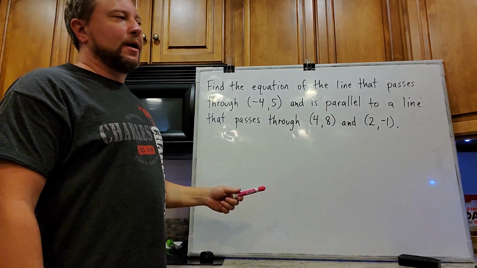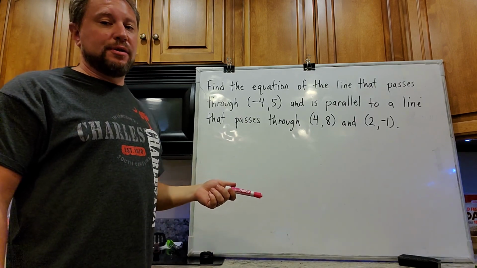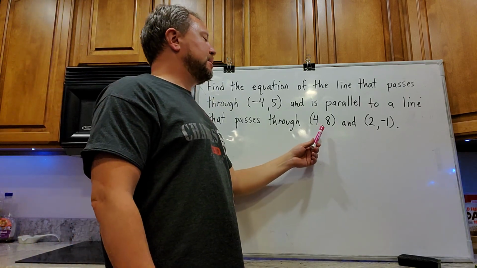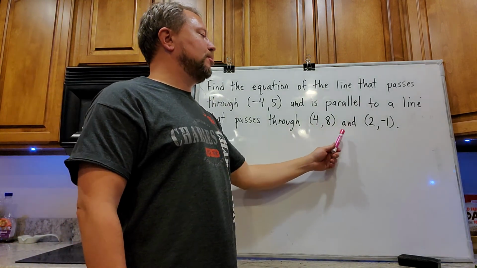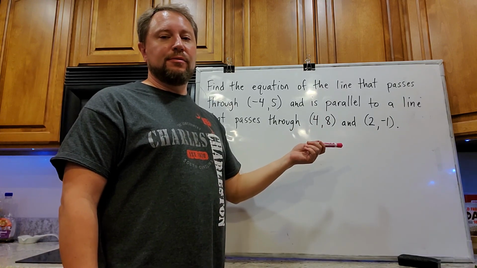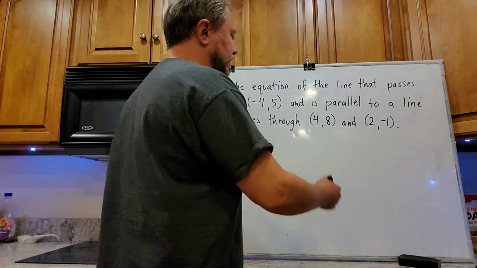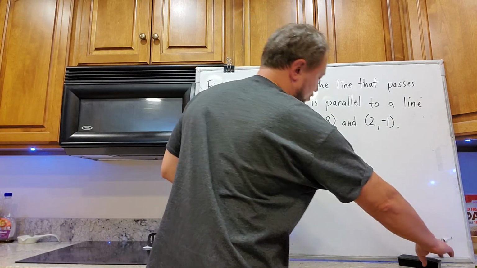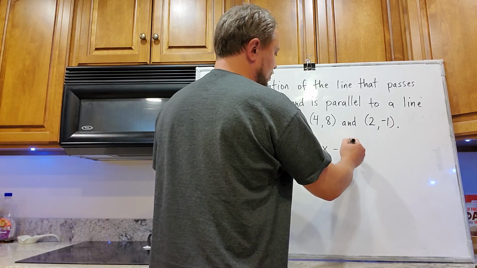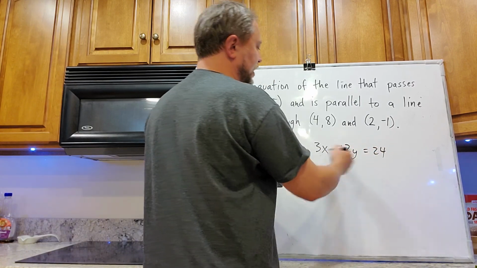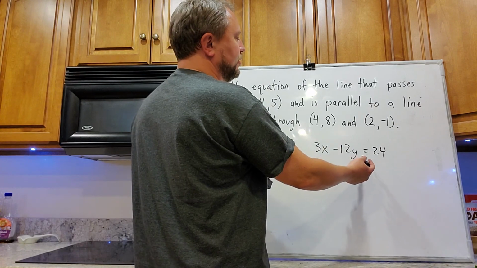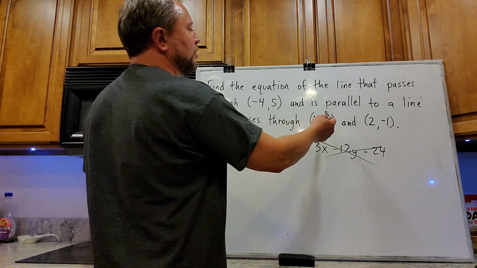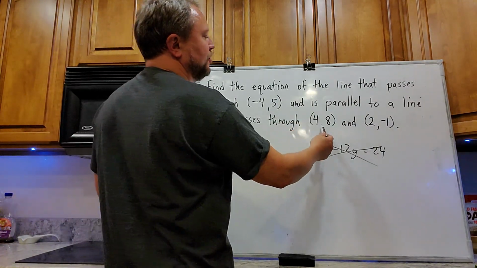So it's just like the last problem we did, essentially. The only difference is that on the last problem, instead of saying it passes through these 2 points, they actually gave you the equation. Remember on that last one, they gave you the equation that was like 3x minus 12y equals 24, something like that. Instead of giving you this equation, this time they're just going to say we want it to be parallel to a line that passes through these 2 points.